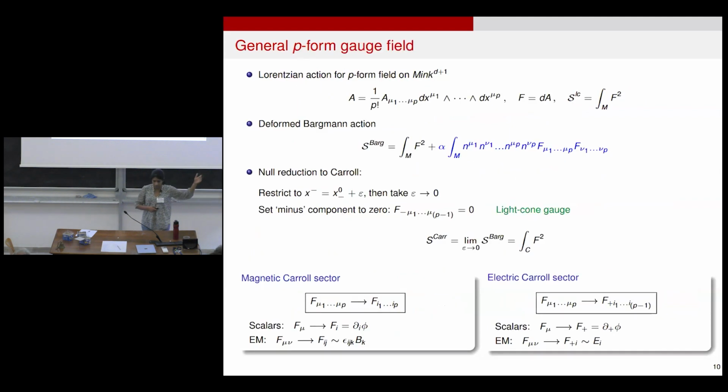Now, we can do exactly the same thing for any P-form fields, for Minkowski, Yang-Mills, and so on. So more generally speaking, we just take the Lorentzian action and add this kind of a term by hand, and then we can get the electric and magnetic Carroll sector by taking the field strength. And here, for the magnetic Carroll sector, we only keep the F_ijkl sort of components and kill the rest of the components. For the electric part, we keep the plus component of the field strength and kill off the rest. And then we get the correct electric and magnetic sector.